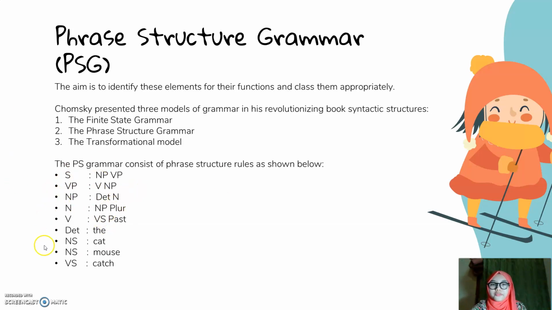On the left of the arrow is the instruction to rewrite the symbols into a string of one or more symbols on the right. Syntactic categories which occur on the left are known as non-terminal symbols, and those occurring on the right are called terminal symbols representing morphemes. Syntactic categories that are represented by the symbols are sentence, noun phrase, verb, determiner, noun stem, verb stem.